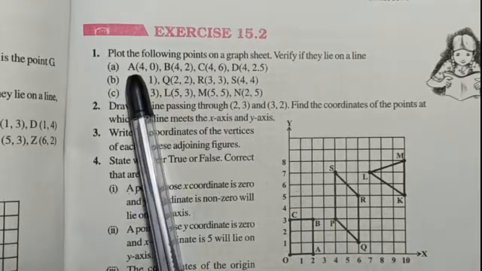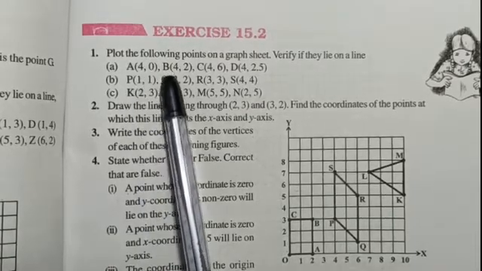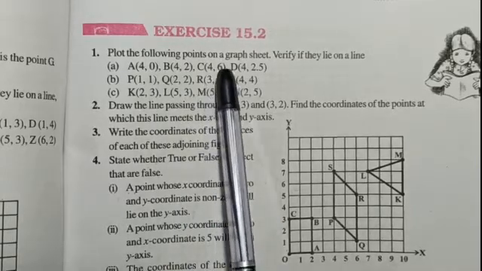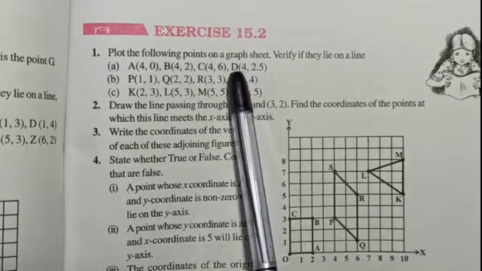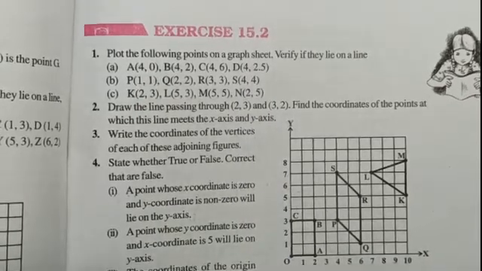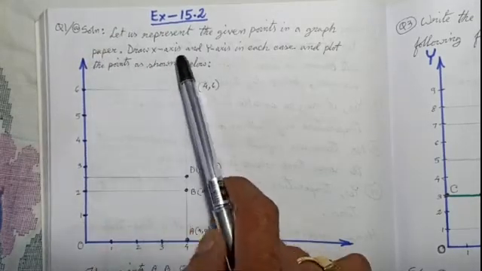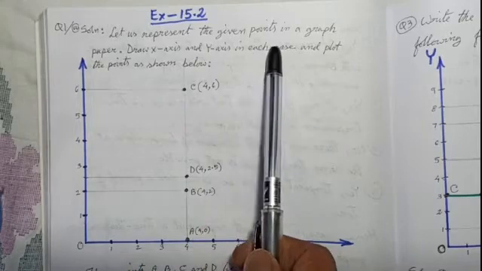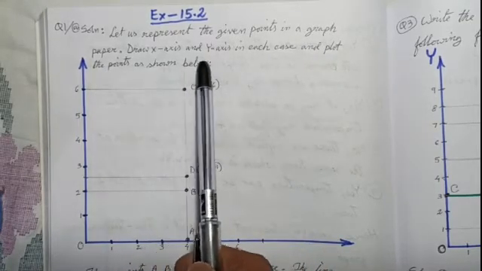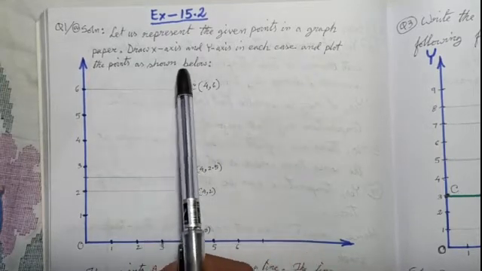Let us represent this point A, and its coordinate is (4, 0), and coordinate of B is (4, 2), and coordinate of C is (4, 6), and coordinate of D is (4, 2.5). Question number 1A, solution. Let us represent the given points in a graph paper. Draw x-axis and y-axis in each case and plot the points as shown below.